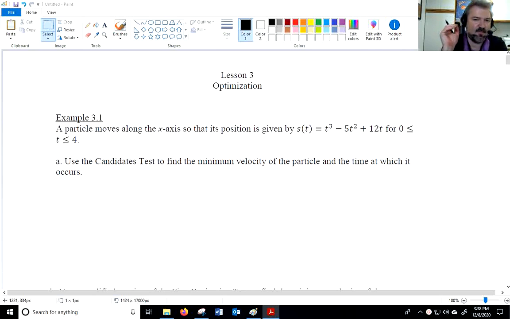This unit is all about more applications of derivatives. We're looking at some really real-world applications, things about physics, economics, maximization, minimization, stuff like that. So I hope you're having as much fun as I am. Let's get right into lesson 3.